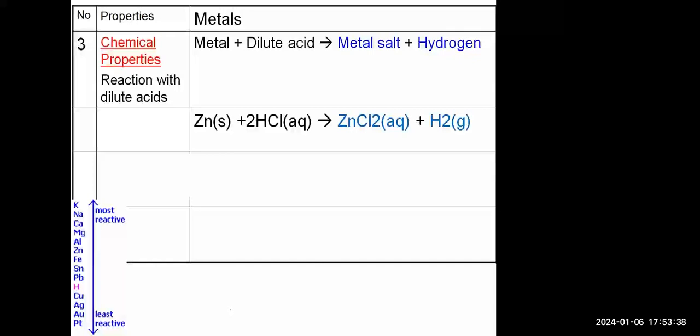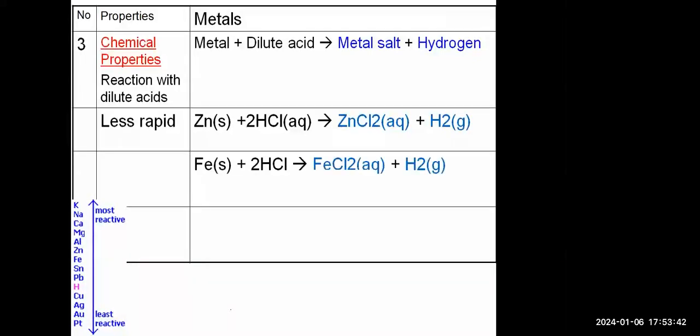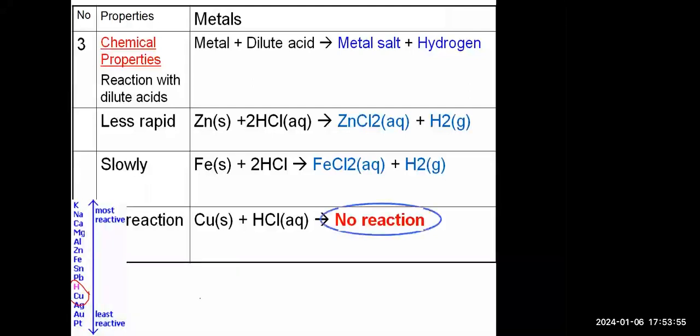Okay. Then zinc reacts with acid to give zinc chloride and hydrogen. Iron gives iron chloride. Copper does not react. You can see the reason here. Copper is less reactive than hydrogen. So it will not react. Right?